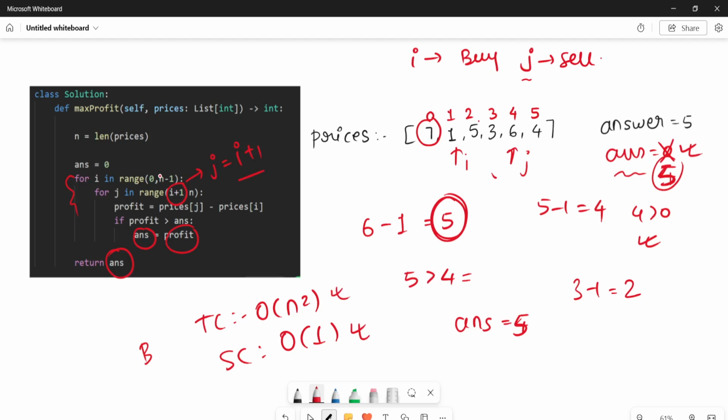Okay, so now what improvement can we make? If you see, we are here, this is the biggest element, and we are iterating the entire array again and again. So what we can do is have two pointers. One will be buy, one will be sell, and we will keep on checking the difference, and if we are getting a profit, we will increase the pointers accordingly. Let's see how we can solve this using two pointers.